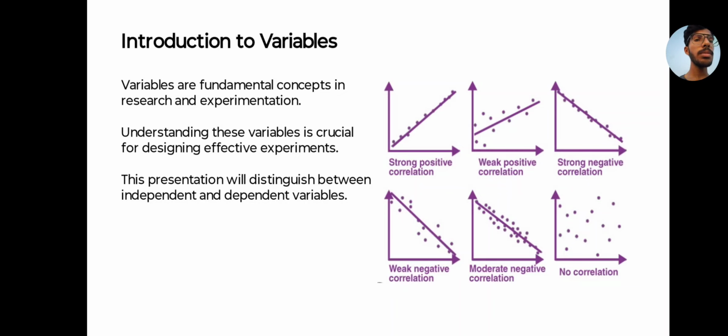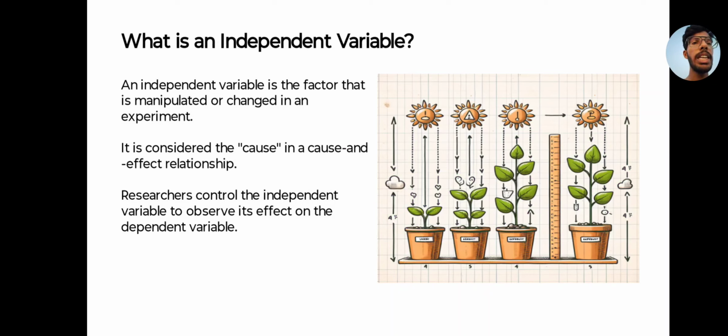Next, what is an independent variable? An independent variable is a factor that is manipulated or changed in an experiment. It is considered the cause in a cause and effect relationship. The researchers control the independent variable to observe its effect on the dependent variables.